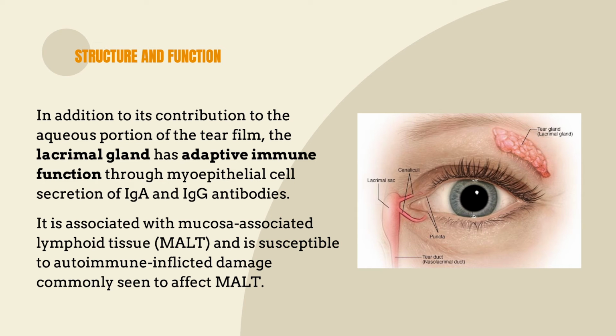In addition to its contribution to the aqueous portion of the tear film, the lacrimal gland has adaptive immune function through myoepithelial cell secretion of IgA and IgG antibodies. It is associated with the mucosa-associated lymphoid tissue, or MALT, and is susceptible to autoimmune-inflicted damage commonly seen to affect MALT.